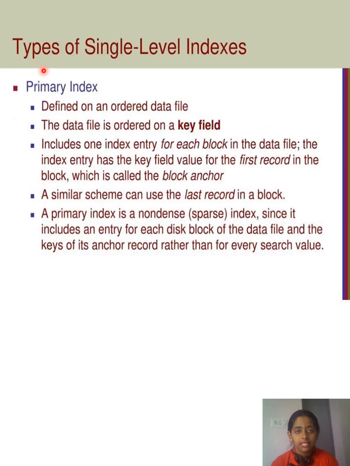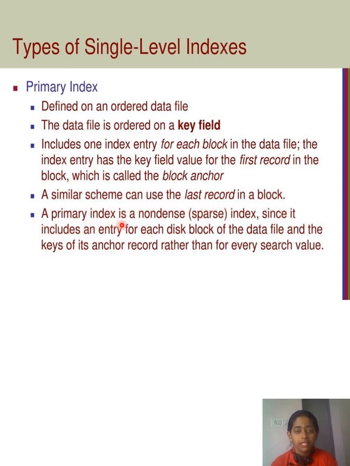Now let us see the types of single level indexes. That is, first one is primary index. Defined on an ordered data file, the data file is ordered on a key field. Includes one index entry for each block in the data file. The index entry has the key field value for the first record in the block, which is called the block anchor. A similar scheme can use the last record in a block.